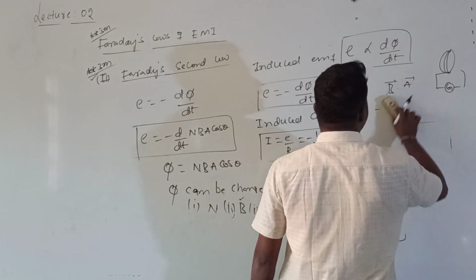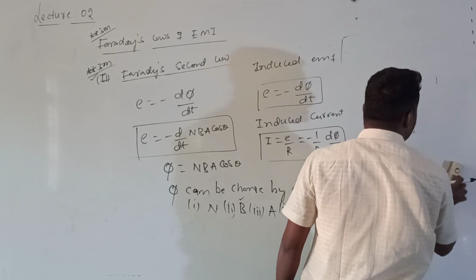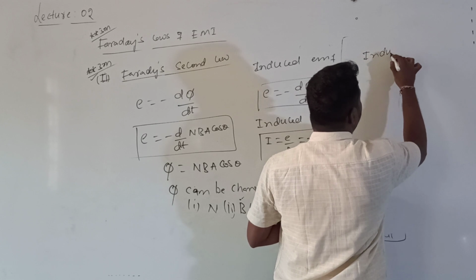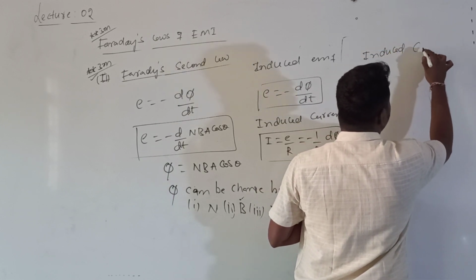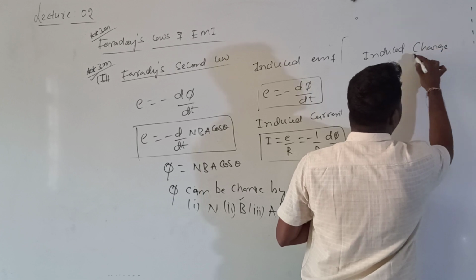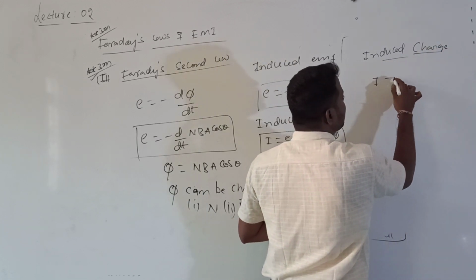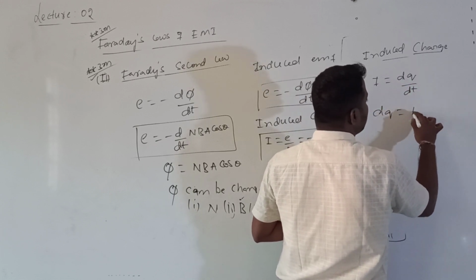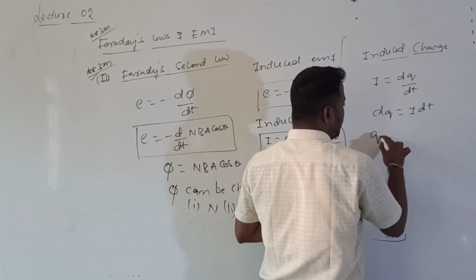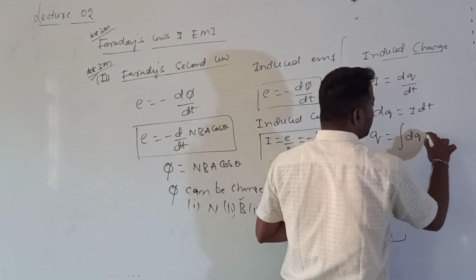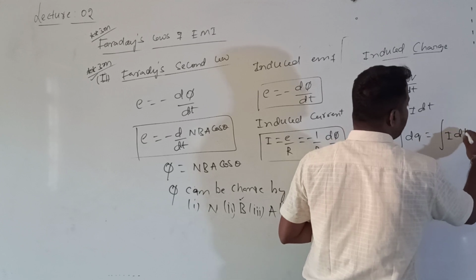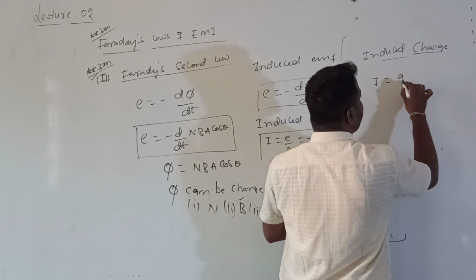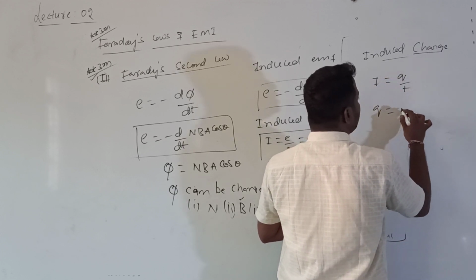The last point for this class is, by knowing induced current, we can also calculate the induced charge. How much charge will be induced? How can we calculate it? Since I is equal to dq by dt, dq is equal to I into dt. If I want q, it is the integration of dq, which is the integration of I dt. Or otherwise, if I write I is equal to q by t, then q is equal to I into t.